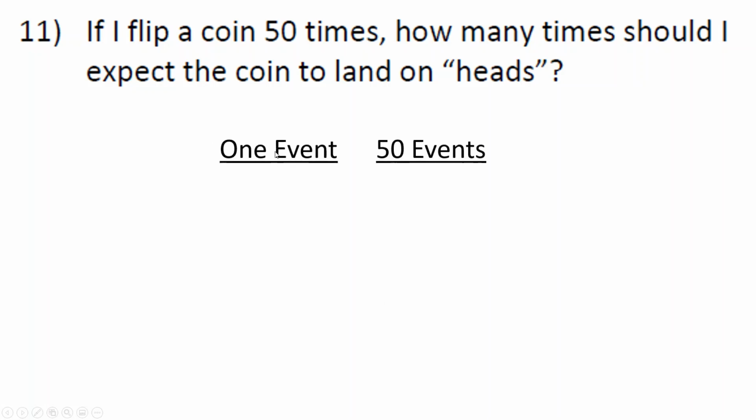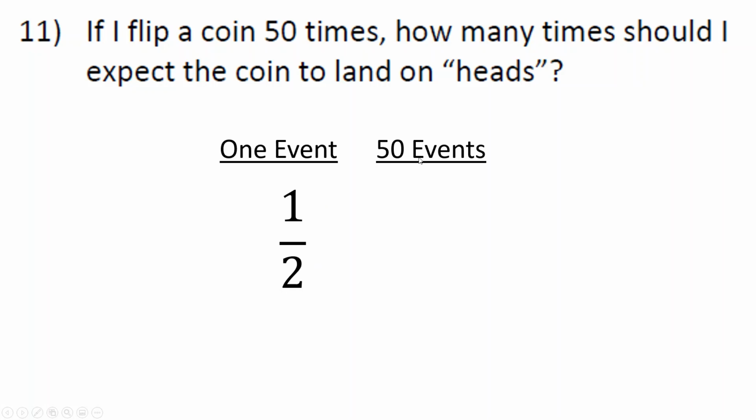For one event, if you flip a coin once, you have a 1 in 2 chance of landing on heads. Number of heads out of total possibilities. A 1 in 2 chance. Some kids will say 50-50, but that's odds. That's something different. So a 1 in 2 chance. That also means out of every 2 flips, I should get a heads once.